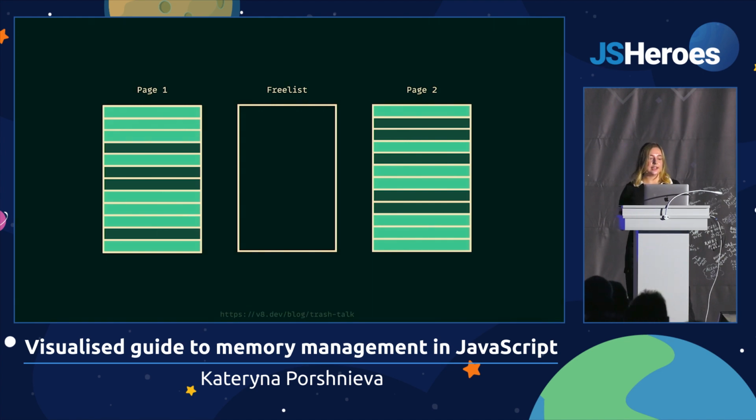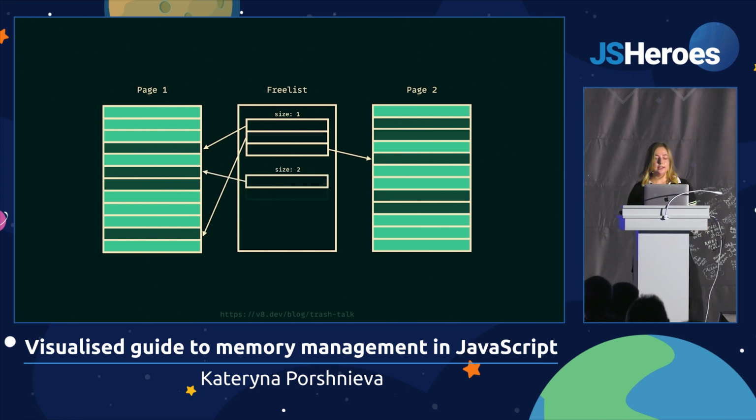And we can think of it as like Airbnb for all of the objects on the heap. So for example, here we have 3 allocations of the size 1 available, and then 3 allocations of the size 2 available. Of course, there are a lot more sizes than that, but this is just an example.